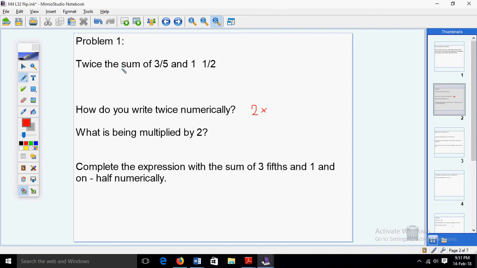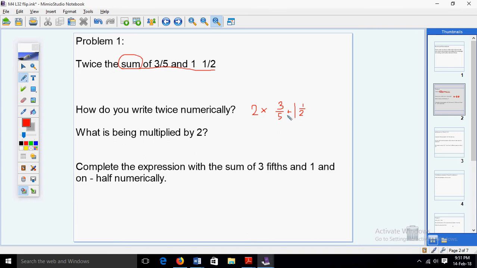Well, we have this. All right, we have two numbers. We have 3/5 and we have 1 1/2. But here's our clue here: sum. Okay, from a lot of our other discussions, you should remember that sum means addition. Okay, so we have to add these two fractions together. We have 3/5 plus 1 1/2. Okay, we're not done yet though, because now we have two different operations. We have multiplication and we have addition.